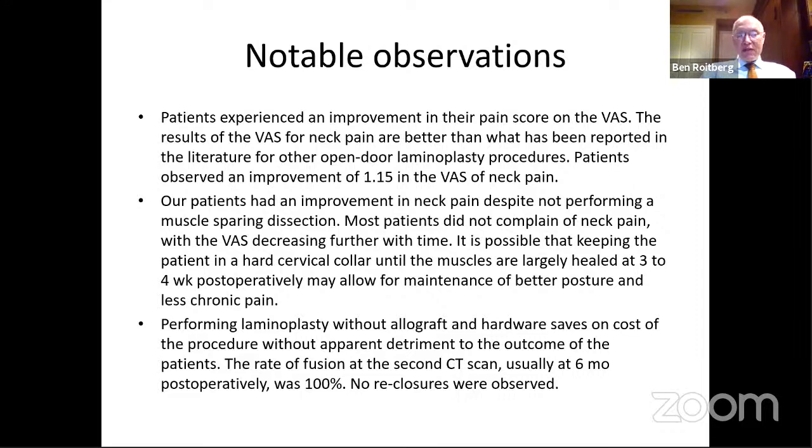The rate of fusion at the second scan, usually at 6 months postoperatively, in that series was 100%. And again, I'm hard pressed to continue after that to subject every patient to a CAT scan. So I usually do just an X-ray or flexion extension X-ray at this time because fusion has been a very high rate. And again, it's hard to justify the cost and the radiation of repeat CAT scans routinely for those patients. And you can see an open canal pretty well on a regular X-ray in those patients. And there were no reclosures.